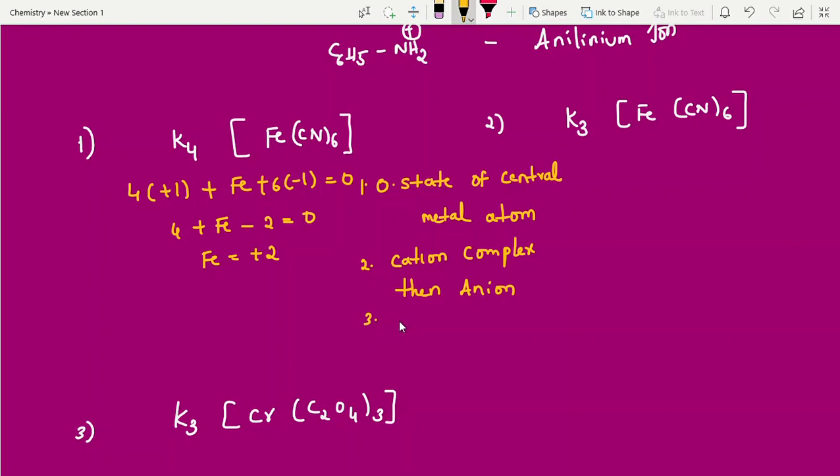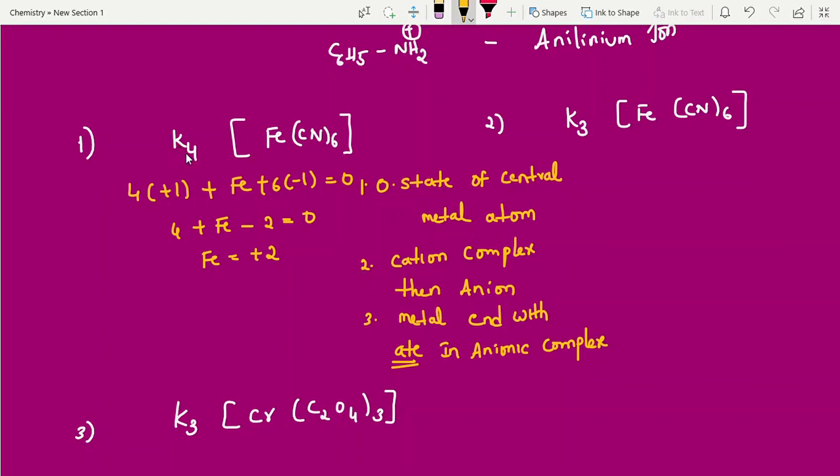Third point. Negative complex, in anionic complex, the metal ends with ate. Yes, we'll write the point here. See here, this is the metal now.